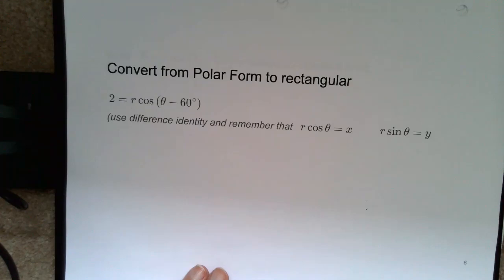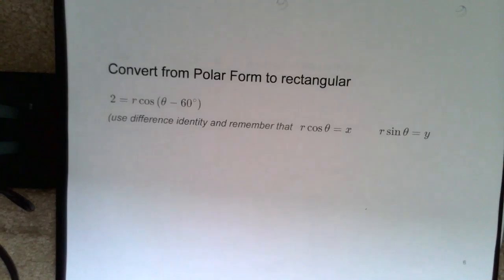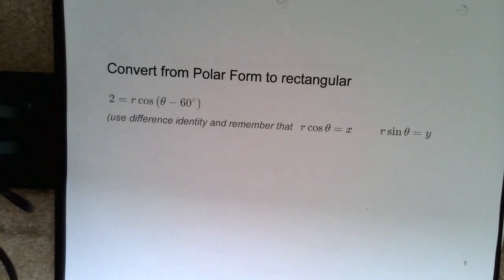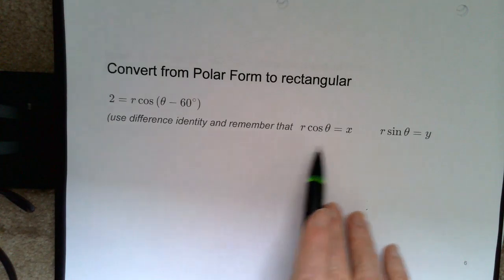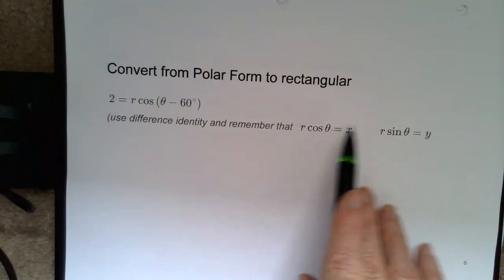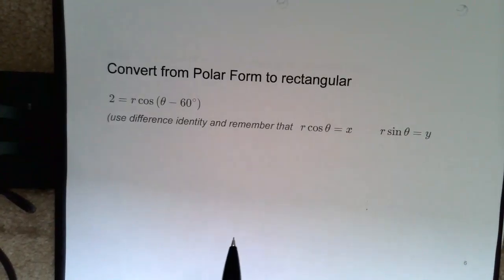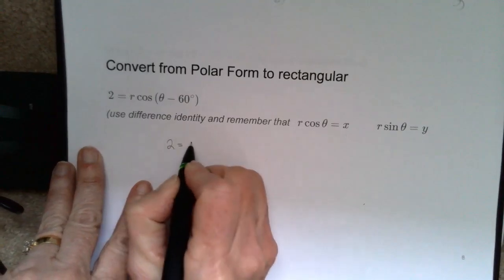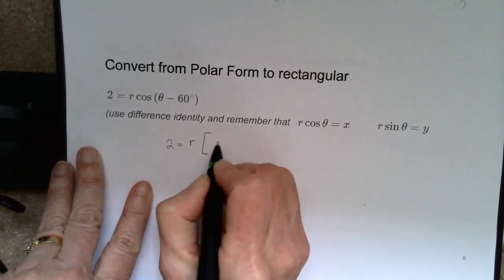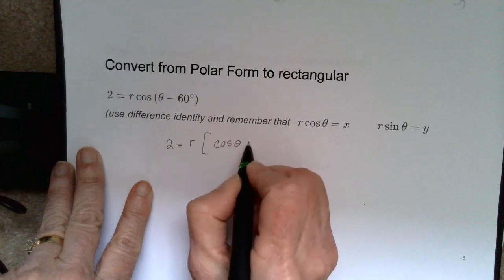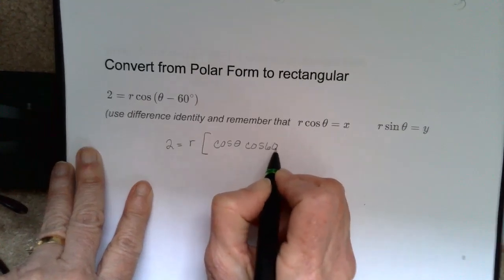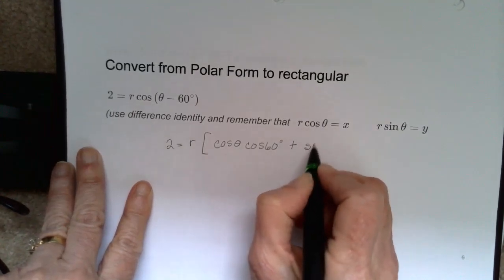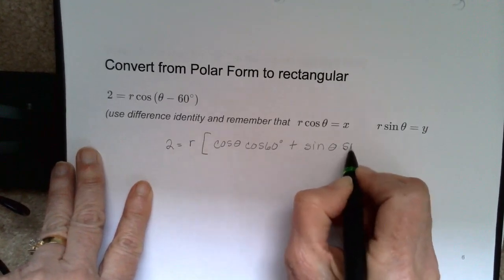Now, sometimes they ask you to convert from the polar form to the rectangular form, which in many ways is a whole lot easier. You're going to use the sum and difference identity, if you remember that from the last chapter. And you're also going to remember that x is equal to r times the cosine of theta, y is equal to r times the sine of theta. So you're going to work this thing out. Okay, so I have 2 equals r times cosine of theta, cosine of 60, plus sine of theta, sine of 60.